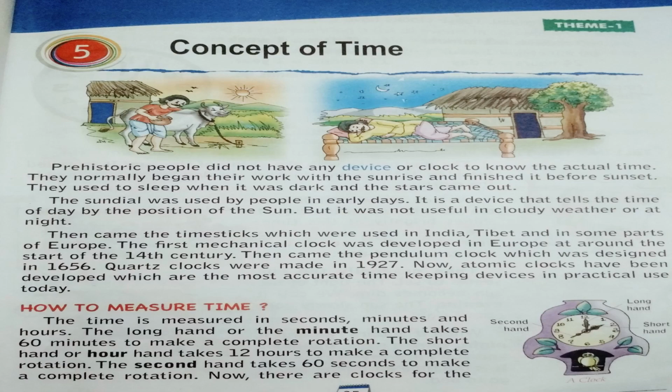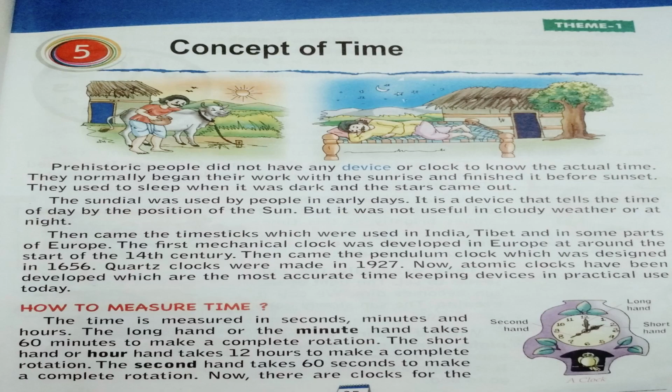Now the question is how to measure time. It is very important for everyone to know how we will measure time. Time is measured in seconds, minutes, and hours. The long hand or minute hand takes 60 minutes to make a complete rotation. The short hand or hour hand takes 12 hours to make a complete rotation. The second hand takes 60 seconds to make a complete rotation.